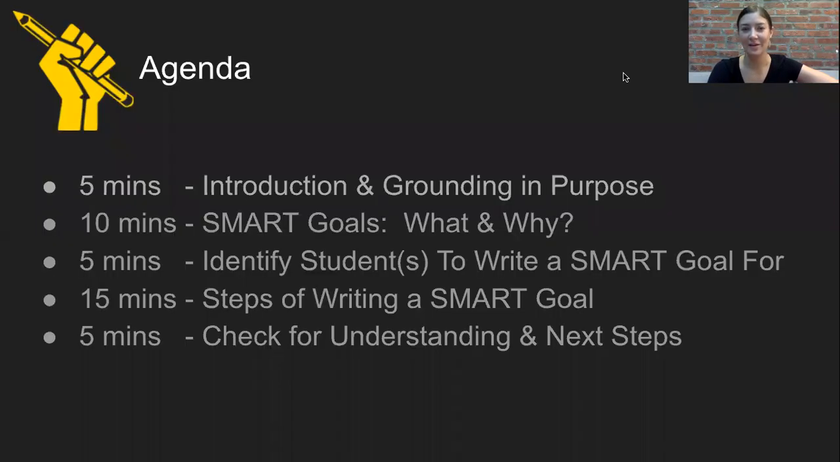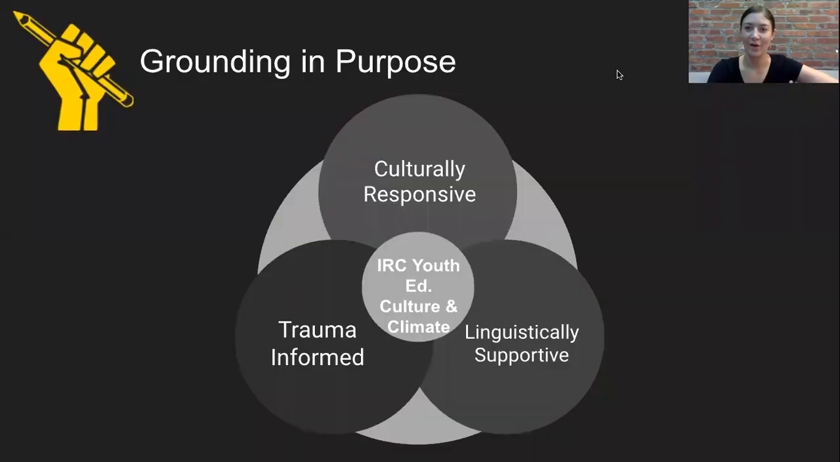Let us begin by taking 30 seconds to look at our agenda for this training module. We will start by grounding in purpose. All IRC youth education programs center on these three informing mindsets. They are culturally responsive education, linguistically supportive education for multilingual learners, and trauma-informed education.